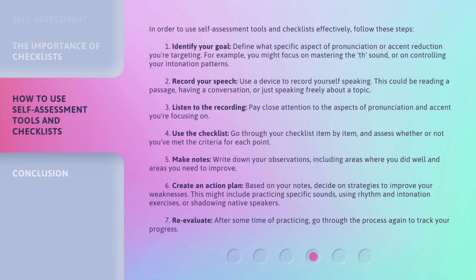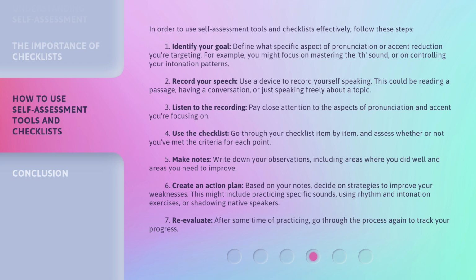In order to use self-assessment tools and checklists effectively, follow these steps. 1. Identify your goal. Define what specific aspect of pronunciation or accent reduction you're targeting. For example, you might focus on mastering the th sound, or on controlling your intonation patterns.